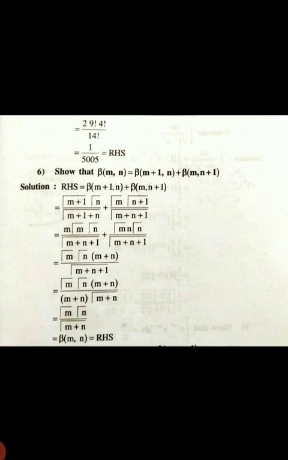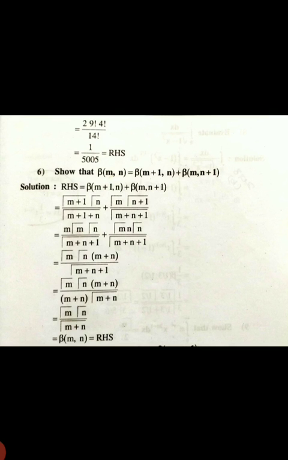Let's see. Show that beta of m n is equal to beta of m plus 1, n plus beta of m, n plus 1. See here, I am taking the RHS part first, that is beta of m plus 1, n plus beta of m, n plus 1. Here I am using the relation between beta and gamma function. We know what the relation is: beta of m n is equal to gamma m into gamma n divided by gamma m plus n. I am using this formula here.